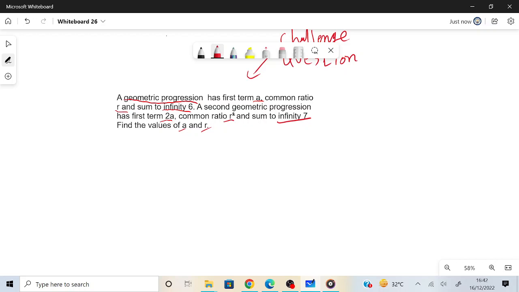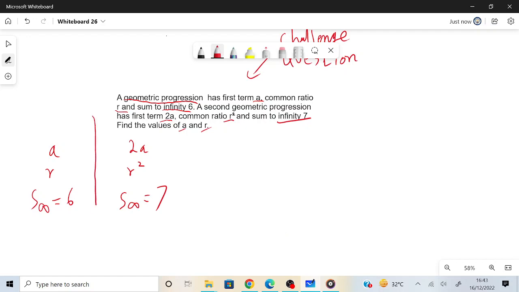From the information we have, it says a geometric progression has first term a. So okay, we have a, that's the first term. It says the common ratio it has is r. So we have r as a common ratio, and the sum to infinity is 6. Now it says a second geometric progression has first term 2a. So that has a first term of 2a, the common ratio of r squared, and the sum to infinity of 7.